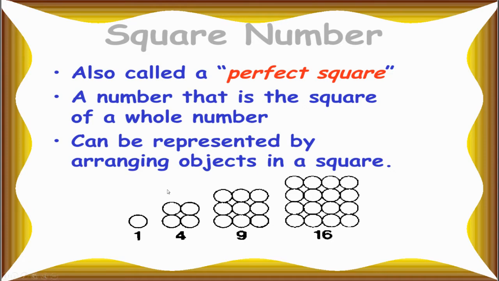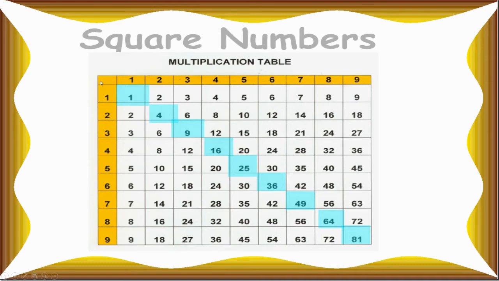It can also be represented by these objects in circles, but let's make it shorter. So I have a multiplication table here, and I highlighted the perfect squares. Those are 1 from 1 times 1, 4 from 2 times 2, 9 from 3 times 3, 16 from 4 times 4, 25, 36, 49, 64, and 81, and so on. We have many perfect square numbers.